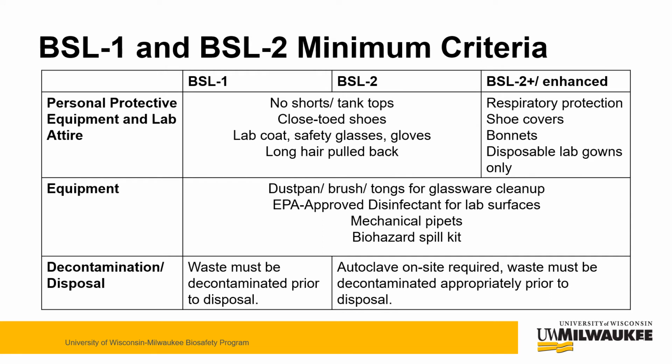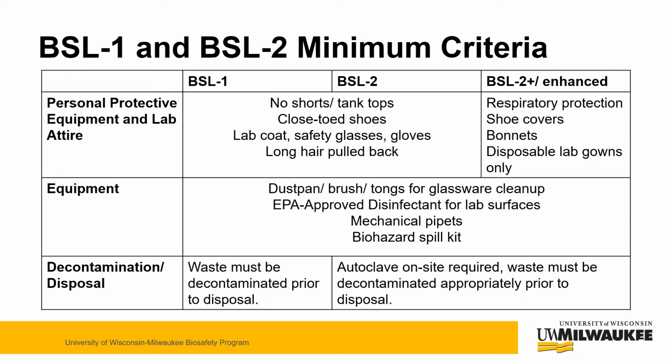For personal protective equipment, all personnel are expected to wear the appropriate lab attire, meaning closed-toed shoes, no shorts or tank tops, and hair is always pulled back. In addition, all personnel in UWM labs should always be wearing a lab coat, safety glasses, and gloves. Splash goggles are required when there is a splash risk. In BSL-2 Plus, respiratory protection, shoe covers, bonnets, and disposable lab gowns may be required.